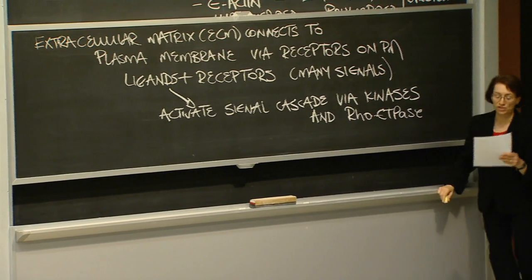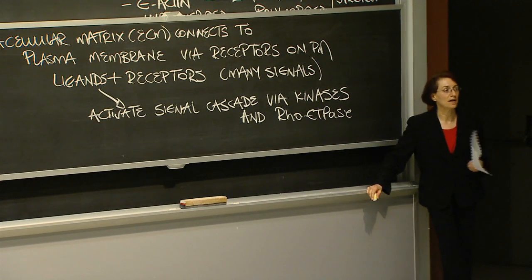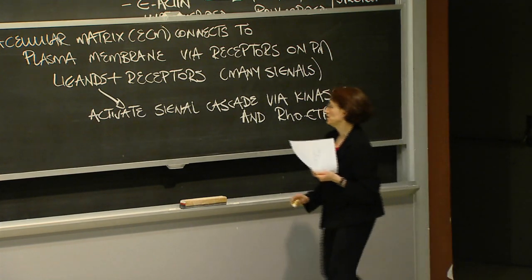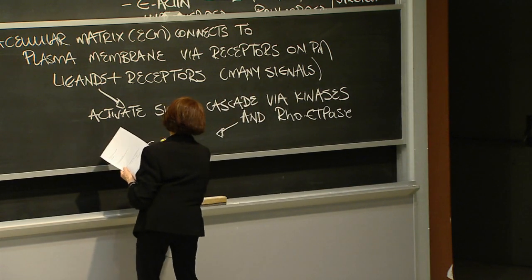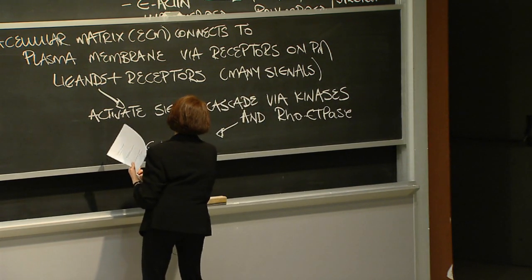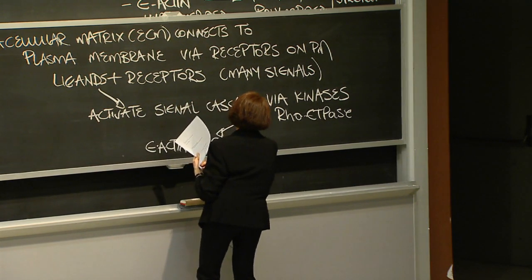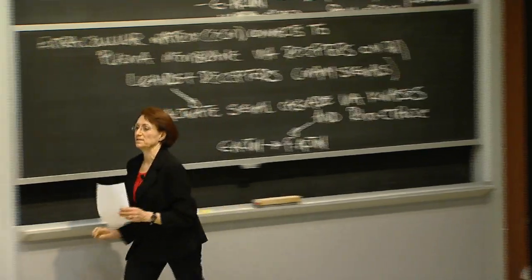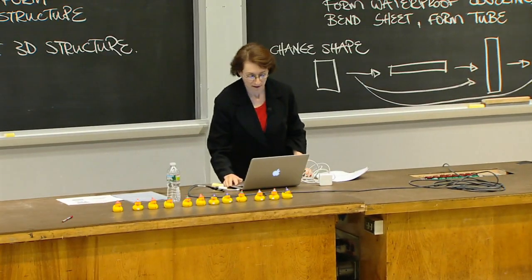And Rho GTPase is critical in telling G-actin to polymerize and form F-actin. And so out of this, the Rho GTPase tells G-actin to form F-actin. And with that, various things happen.